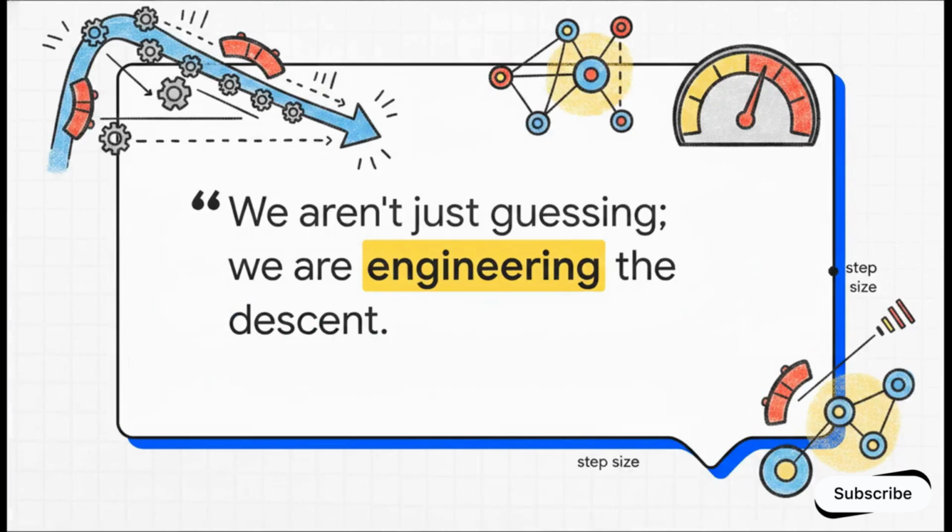Let's set the stakes right out of the gate. Training a modern multi-million parameter AI? It is not a game of hope. Precision requires braking. You absolutely cannot just pick a random number for your step size, cross your fingers, and walk away. Like the quote says, we aren't just guessing here, we are engineering the descent.